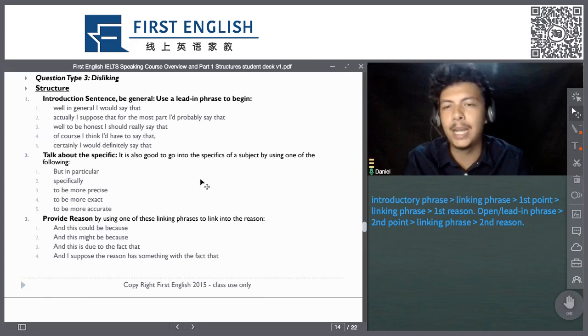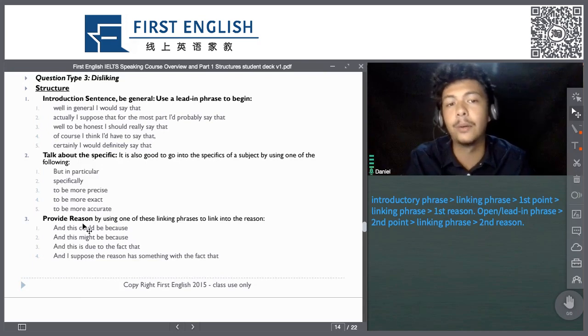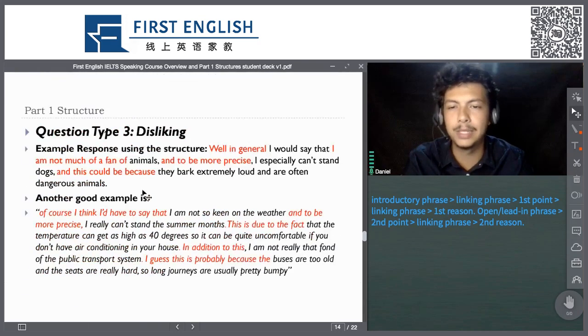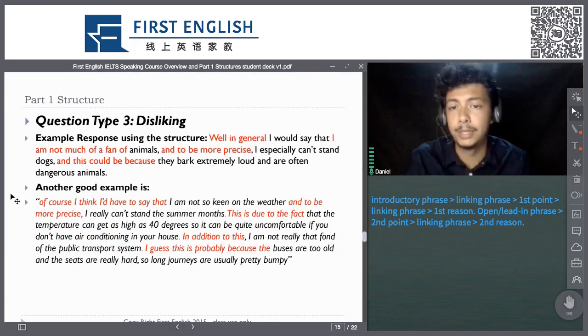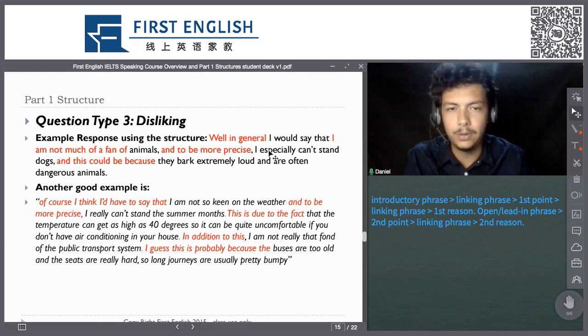So again, after following the specific and mentioning that, we're going to transition into our reason, right? A good example of a response to a disliking style question would be something like, well, in general, I would say that I'm not much a fan of animals, and to be more precise, I especially can't stand dogs. This could be because they bark extremely loud and are often dangerous animals.